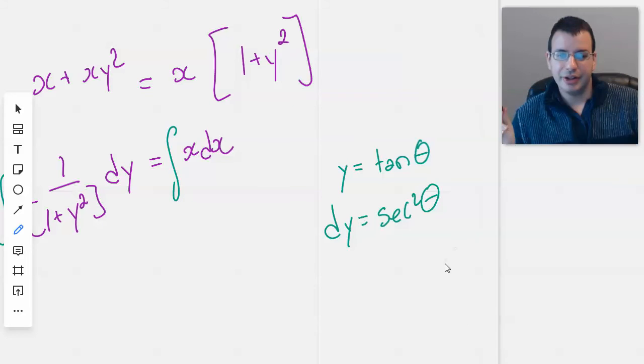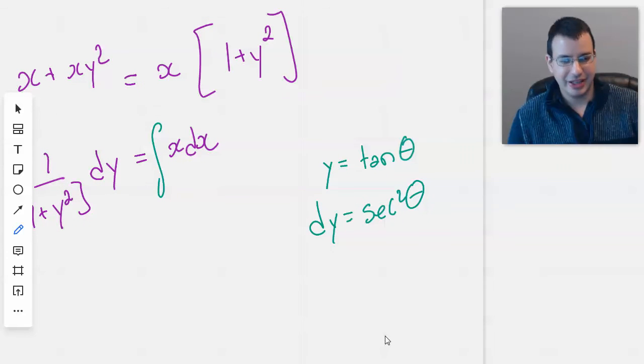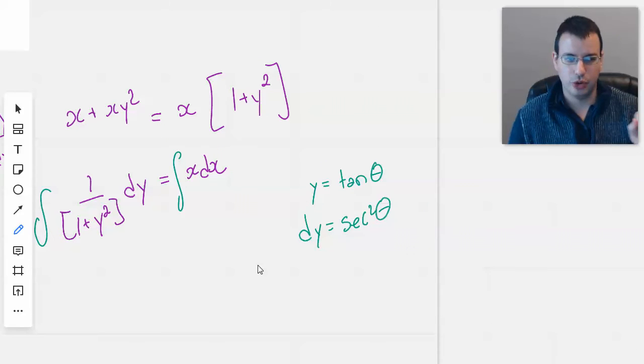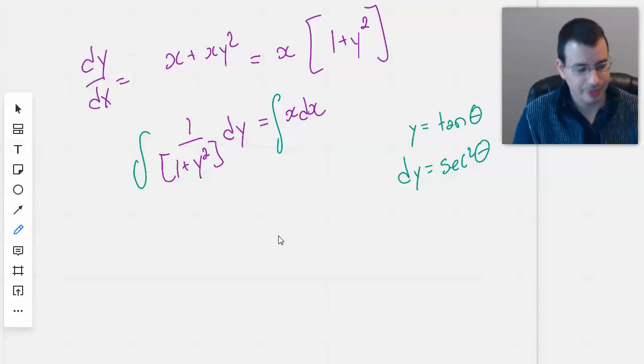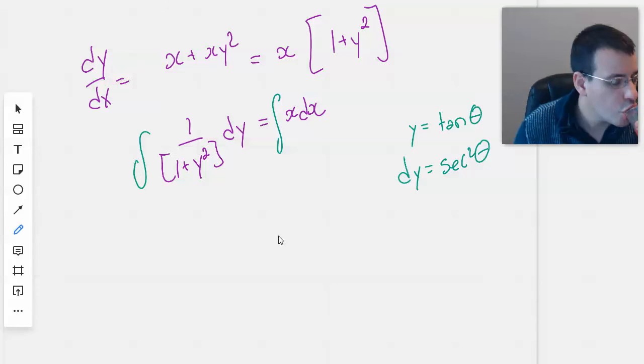But when you're doing a test and they assume that you just know that the derivative of tangent theta equals secant squared of theta, you don't have time to go through all that rigmarole. So it's just one of those things that's like, okay, memorize, write it down, move on.